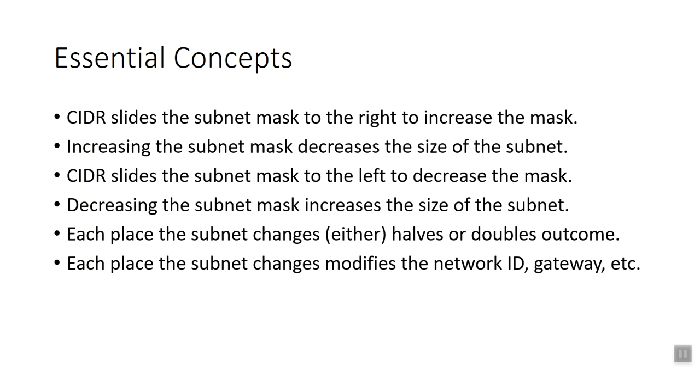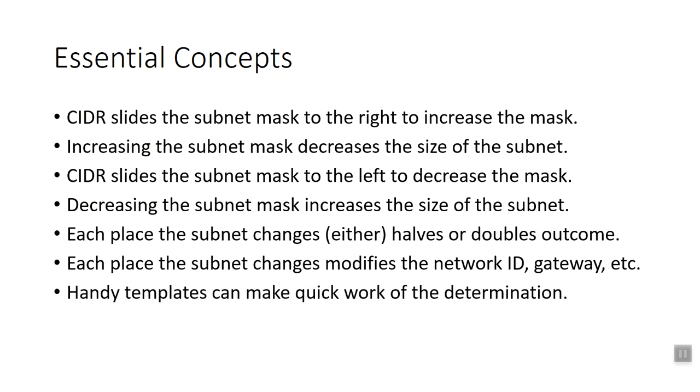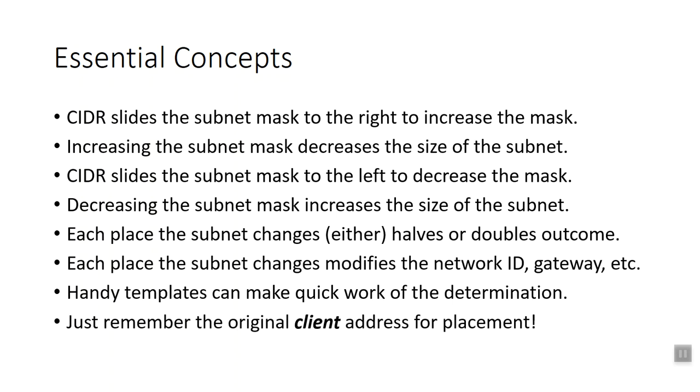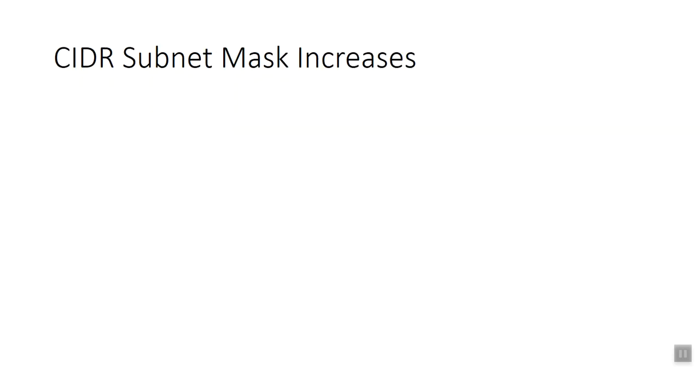So when that subnet mask changes, it modifies the network ID, the gateway, along with it. And handy templates make quick work of it. You just have to remember the original client address for placement when you're using the templates. So let's take some quick examples into account.